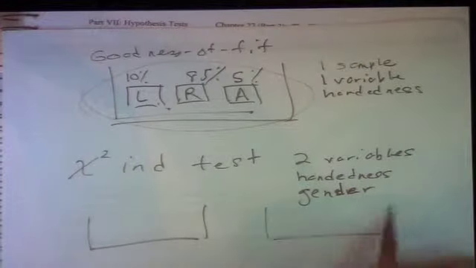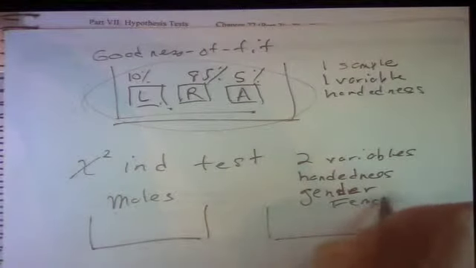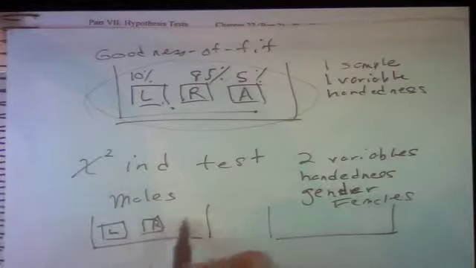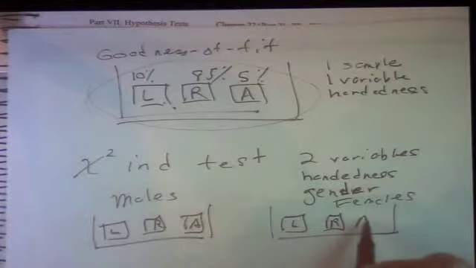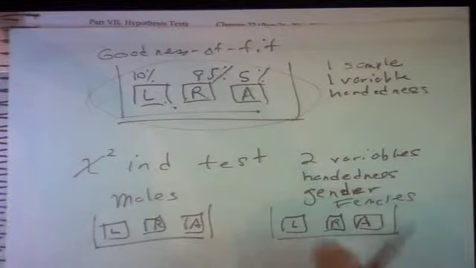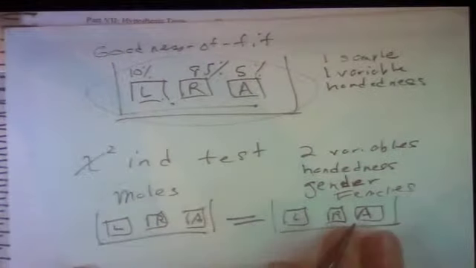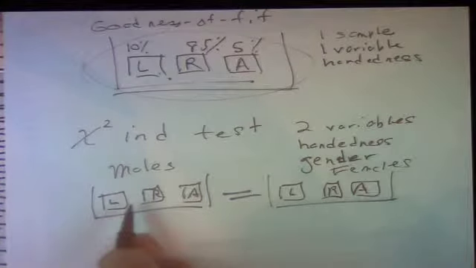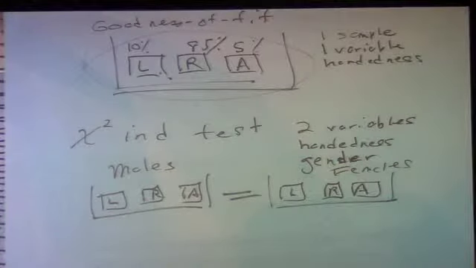You have two boxes of people. You have males and you have females. And you have left-handed, right-handed, and ambidextrous, so three categories. And all you're interested in, you're not specifying what these are, you're just wondering if they're equal or not. Does the percentage distribution of handedness differ among males or females? Does it depend on whether you're male or female, or are those independent?